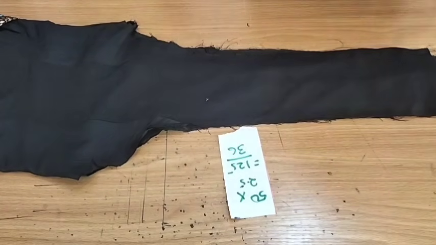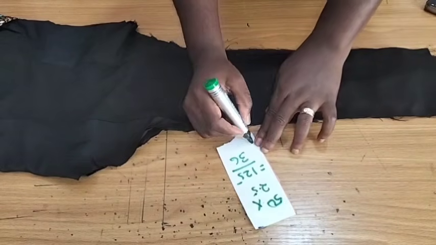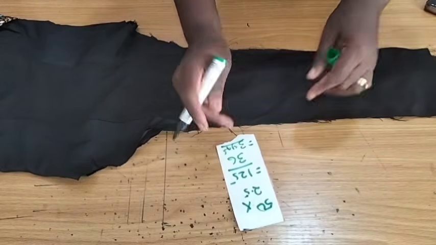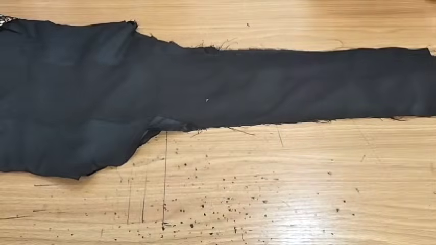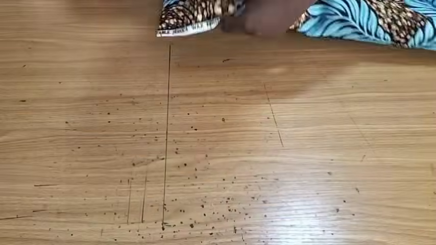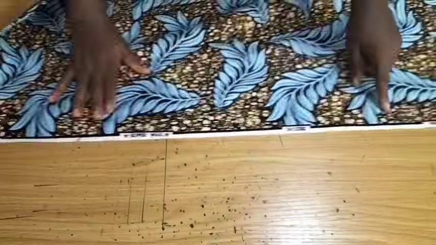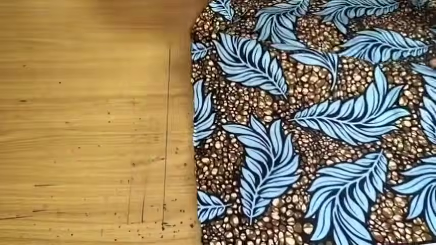Then I divided by 36, which is a yard. So 125 divided by 36 gave me 3 yards and a little, so I just took 3 yards. So the fabric you use there is 3 yards if you want it very full, but I use 2.5 yards. Okay, 2.5 yards of Ankara is fine. So this is my 2.5 yards, and this is the length of Ankara at 45.